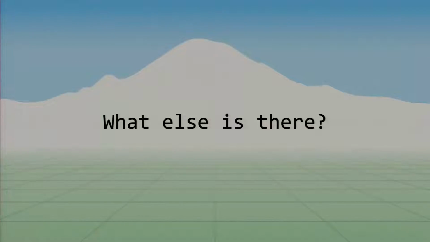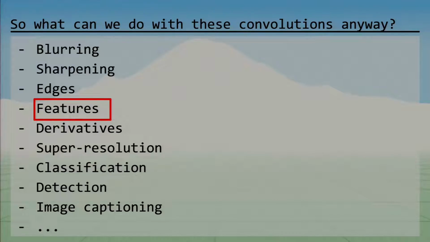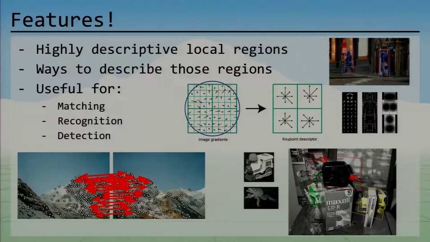So we talked about a lot of different ways to find edges so far. But edges are not all that we might care about in an image. In particular, we're going to start talking about features of images and how we detect features and what makes a good feature, and some different ways of doing feature extraction from images.